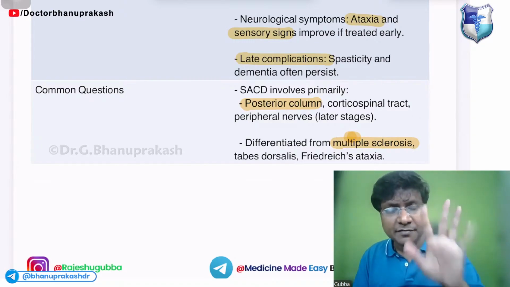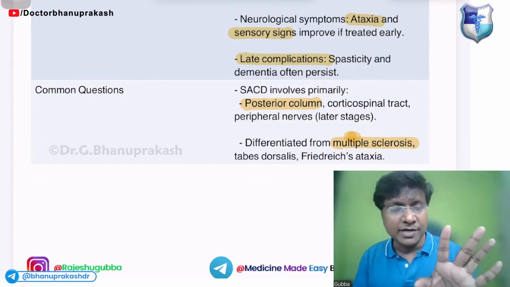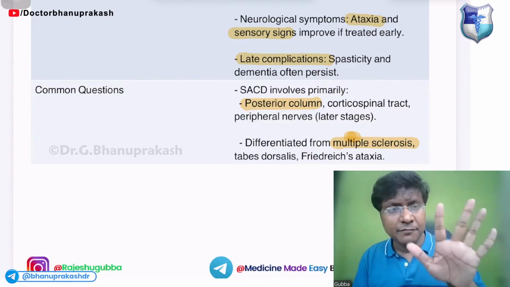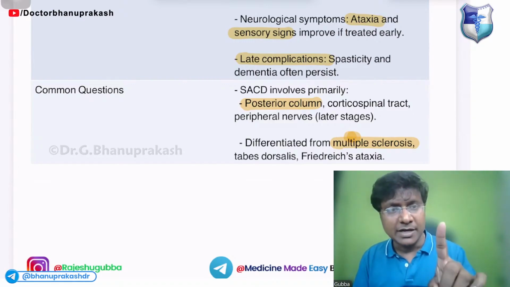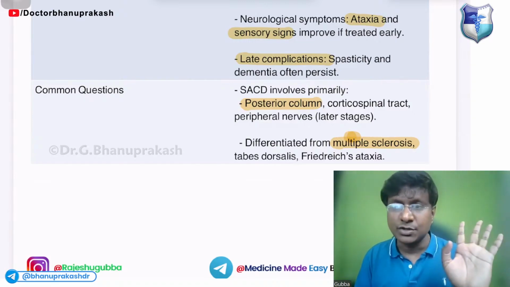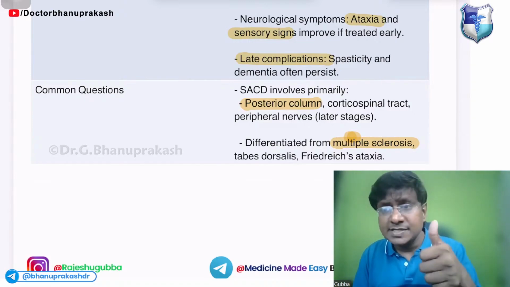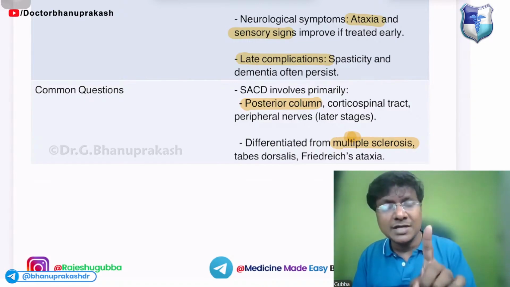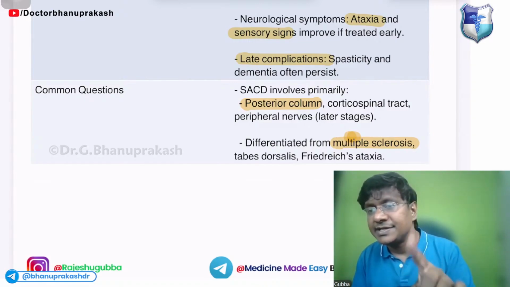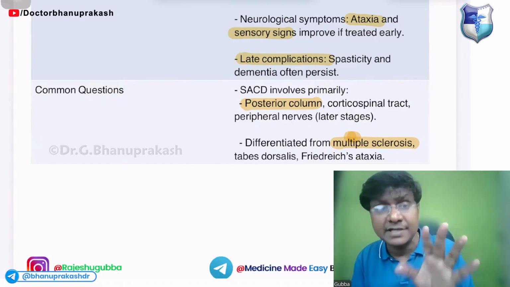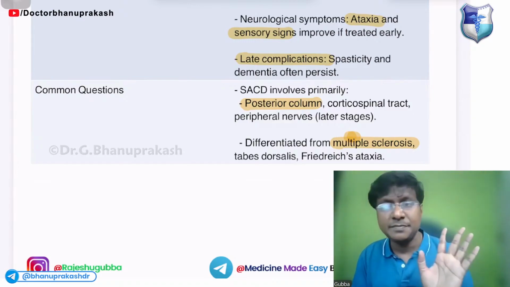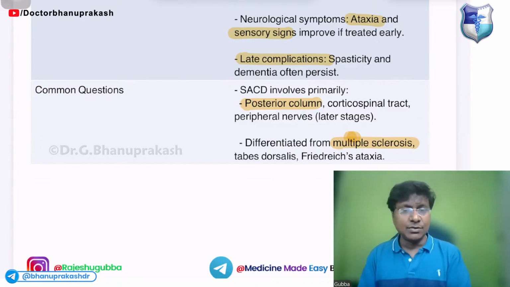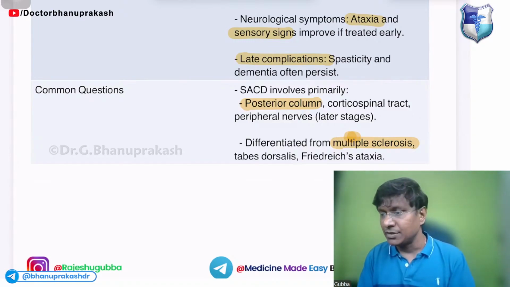So 1000 micrograms weekly, for 1 week complete, followed by weekly once for 1 month, then monthly once for the rest of the life. Okay. Prognosis: anemia responds well. Neurological symptoms like ataxia and sensory signs improve if you treat the patients early. Late complications like spasticity and dementia often persist. Okay. So that is about subacute combined degeneration of spinal cord.